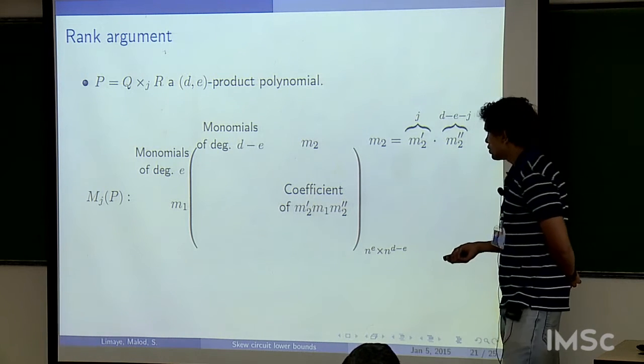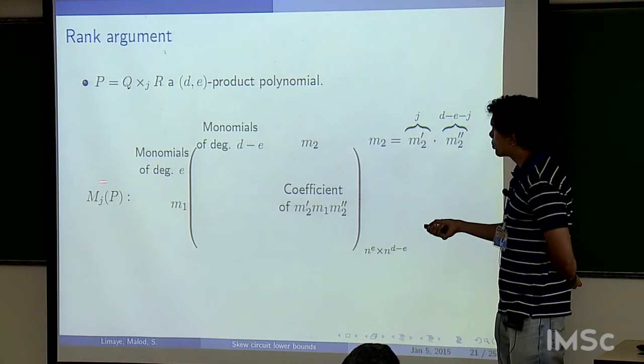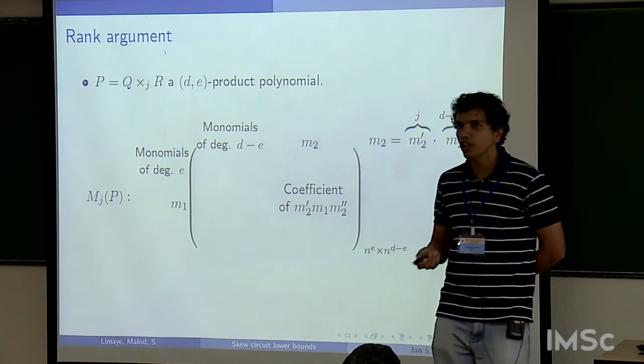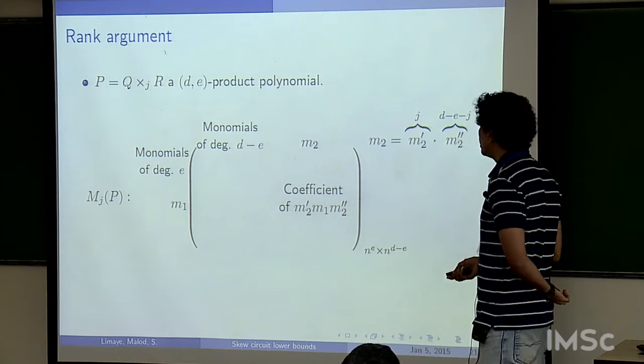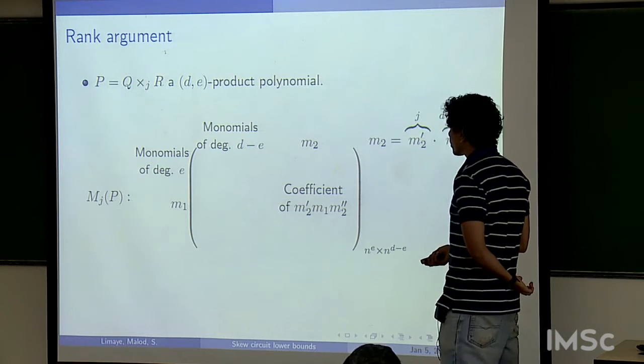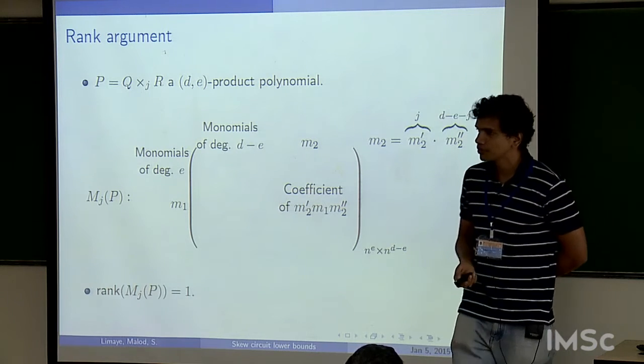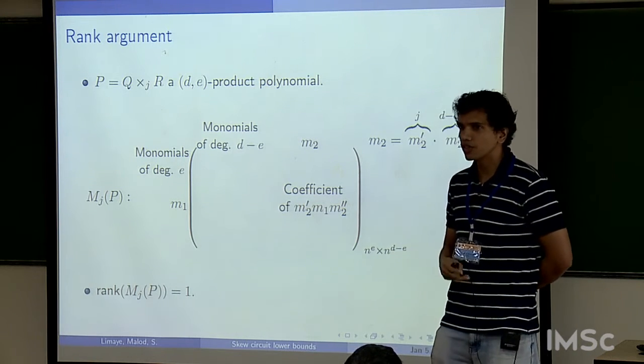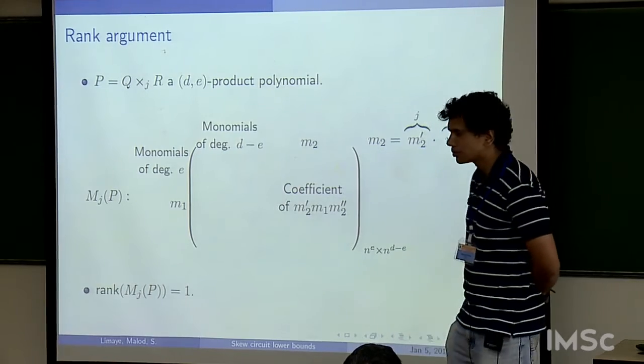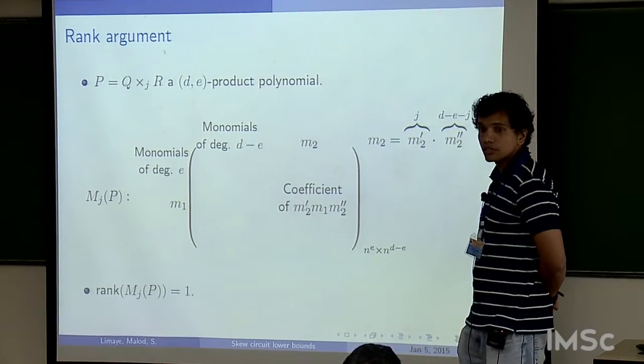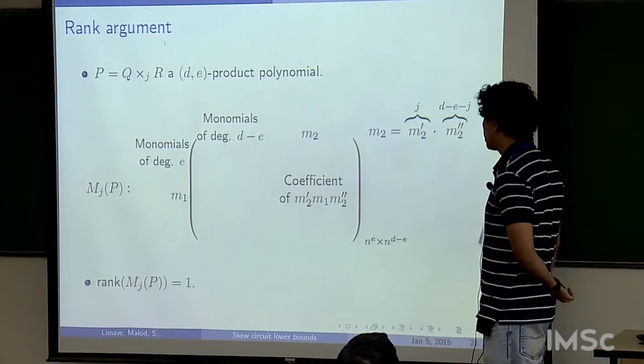Okay. So once you look at this, let me define this matrix to be Mj of P. So for any polynomial P, this is the matrix Mj of P. It's quite easy to see that if P is a J product, this matrix has rank 1. It's nothing special, it's just the same argument. But you have a matrix for every J. That's the thing, right? Yeah.